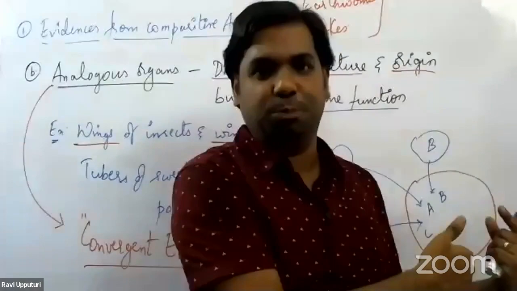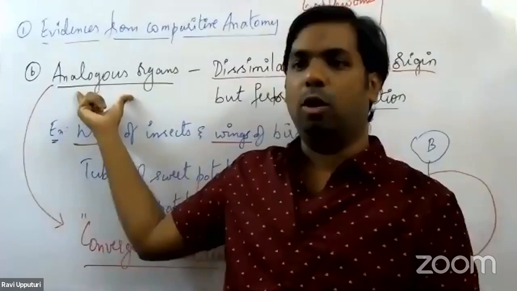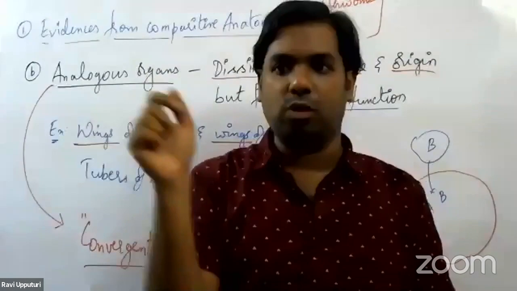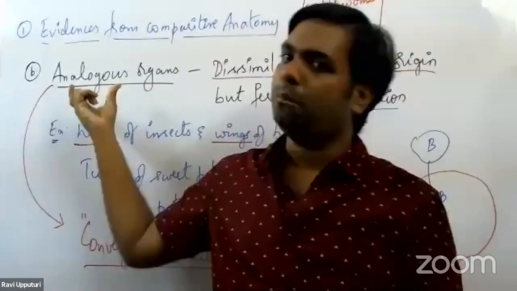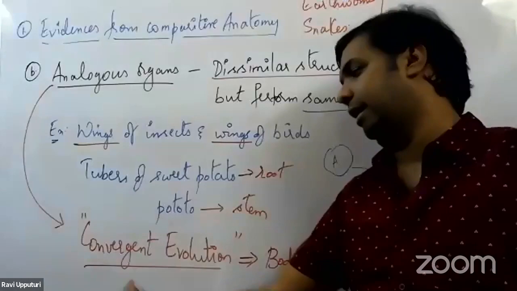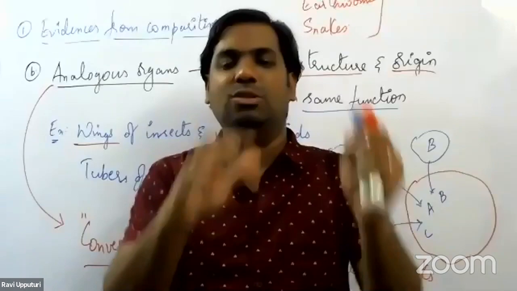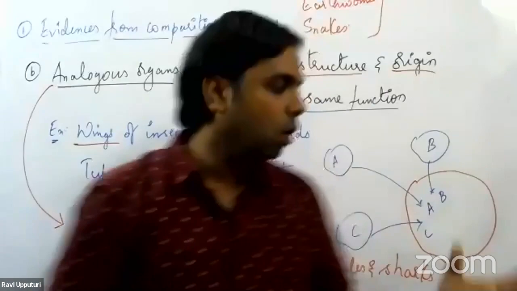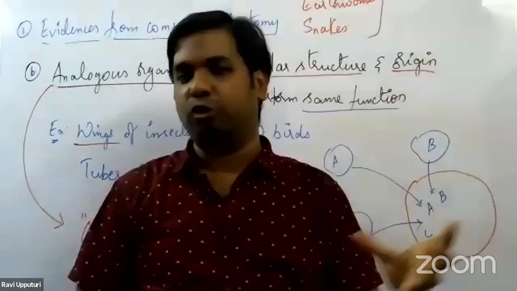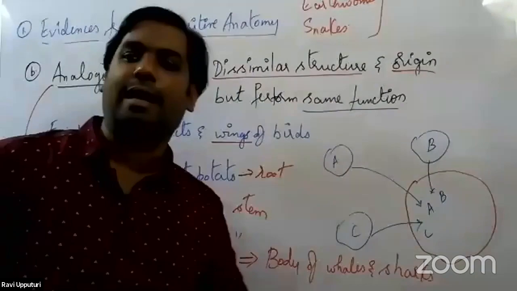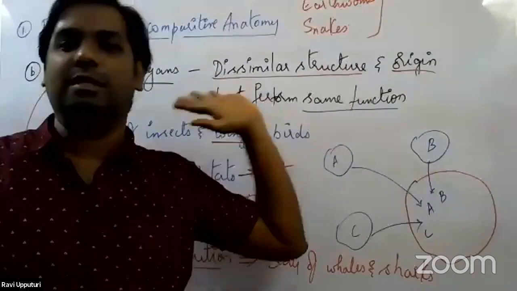The second type of organs we took up is analogous organs. We said that organs having dissimilar structure as well as origin, but performing the same function, we call analogous organs. I told you that analogous organs would always lead to convergent evolution. So organisms from different habitats migrate to one particular habitat, and based on the environmental conditions of that habitat, they undergo some sort of modification so that all of the organisms present in that habitat perform the same function. With regards to that, we have taken up two examples. One is the body of whales as well as sharks, streamlined body. Another example is the body of earthworms as well as snakes, so that they will be able to burrow in the soil. So this is what we have with two different types of organs.